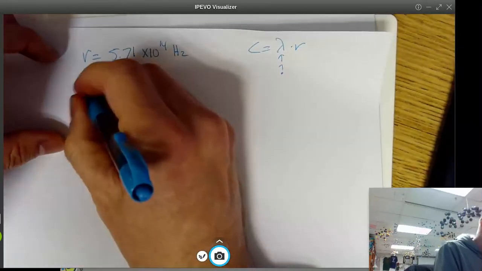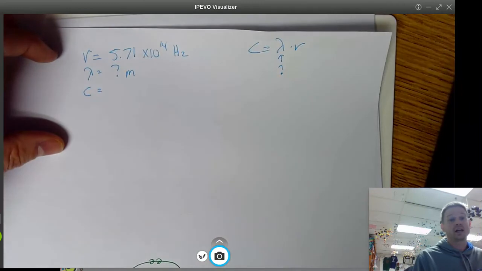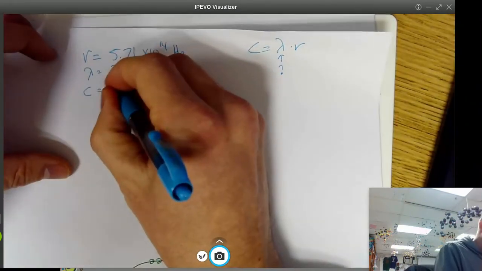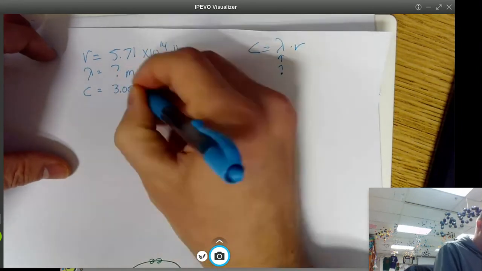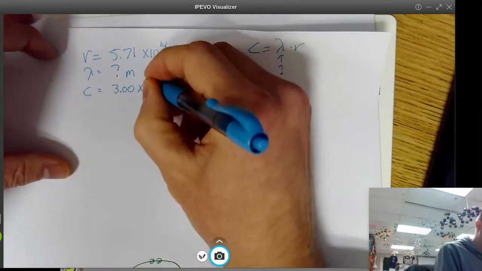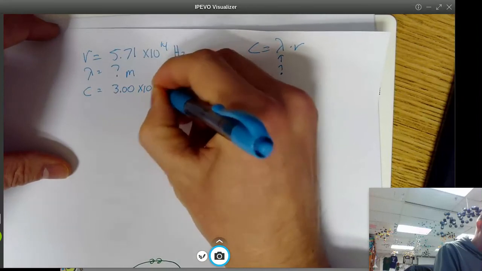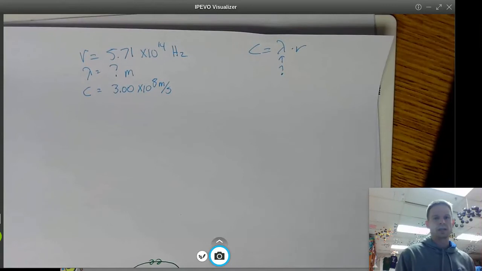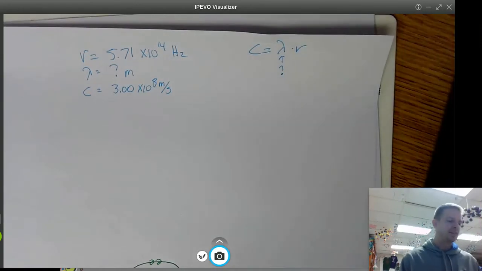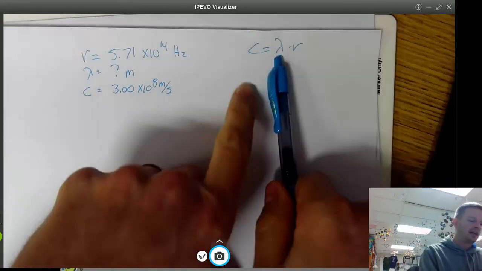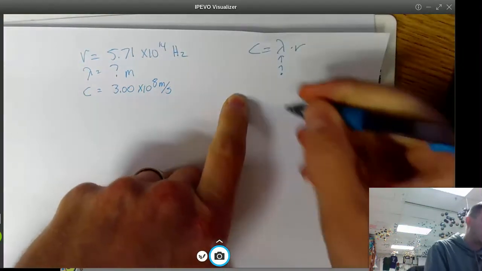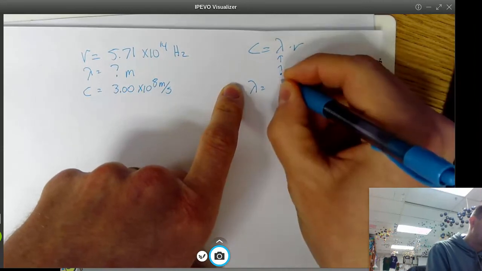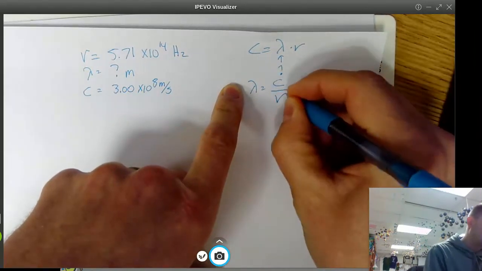And then I wasn't given c in my problem, but like I said, this is something that you want to remember and write in your notes. This is 3.00 times 10 to the 8th, and this is in meters per second. Again, most of chemistry, at least as we're doing it, comes down to pretty simple algebra. So we're trying to find lambda, right? So I'm going to rearrange this, and I know that lambda is equal to c over nu.